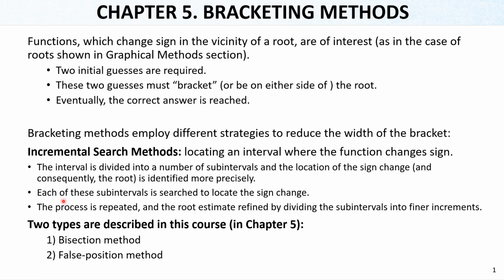Each of these subintervals is searched to locate the sign change, and the process is repeated and the root estimate refined by dividing the subintervals into finer increments. So there are two types we describe in this course in chapter 5, the bisection method, which is widely used, and the false position method. Let's look at these in the following slides.